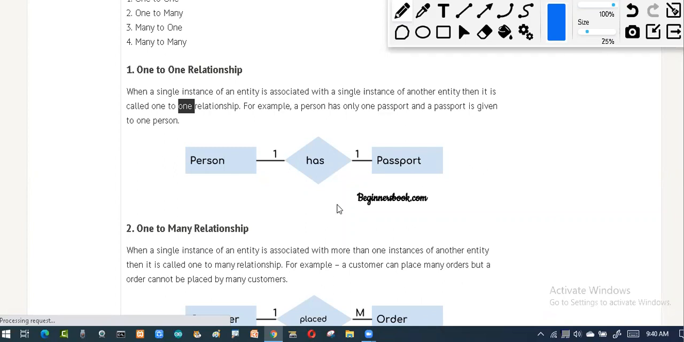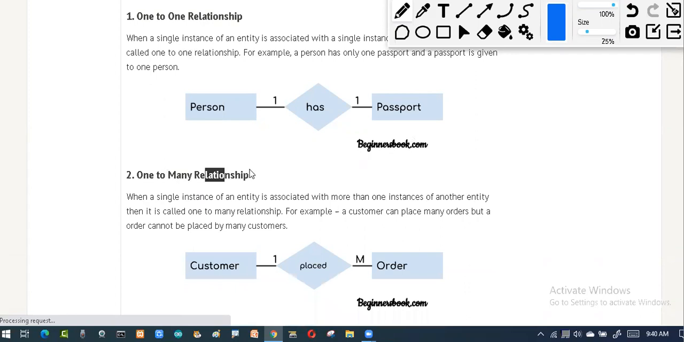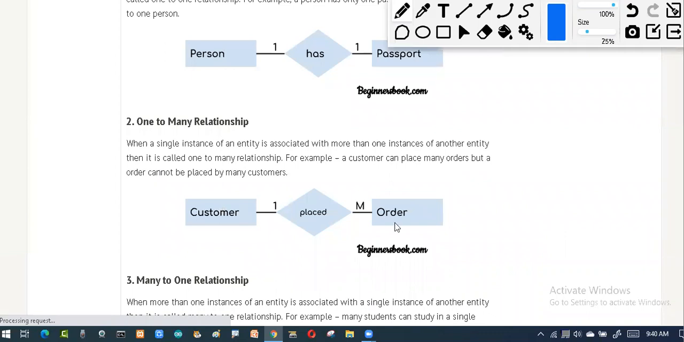Then coming to the one-to-many relationship. When one instance of an entity is associated with more than one instance of another entity, this is called a one-to-many relationship. Here we have an example. I have the customer, who places a lot of orders. One customer can place many orders. So here I will write one and M. One customer is placing many orders. Customer is an entity, order is another entity. I will represent one-to-many in this fashion.